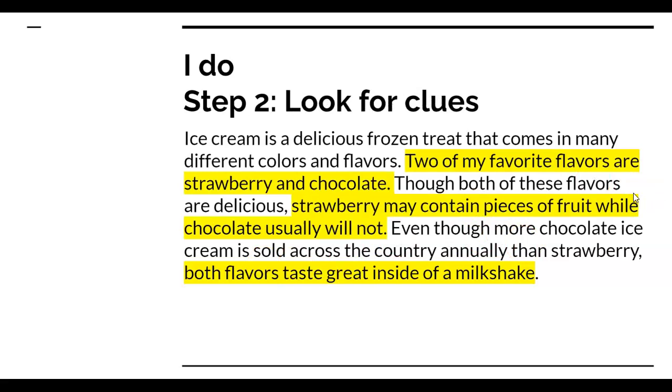Step number 2, I would always encourage you to go back and read the text again. And the second time as you read it, you're looking for clues that might tell you what the text structure is. So I've highlighted a few things that stood out to me here. First of all, 2 of my favorite flavors are strawberry and chocolate. So that tells me that this particular passage is actually focused on 2 different things, strawberry ice cream and chocolate ice cream. It goes on to say that strawberry may contain pieces of fruit, while chocolate usually will not. So that is a difference between strawberry and chocolate ice cream. And then at the end, it says that both flavors taste great inside of a milkshake.